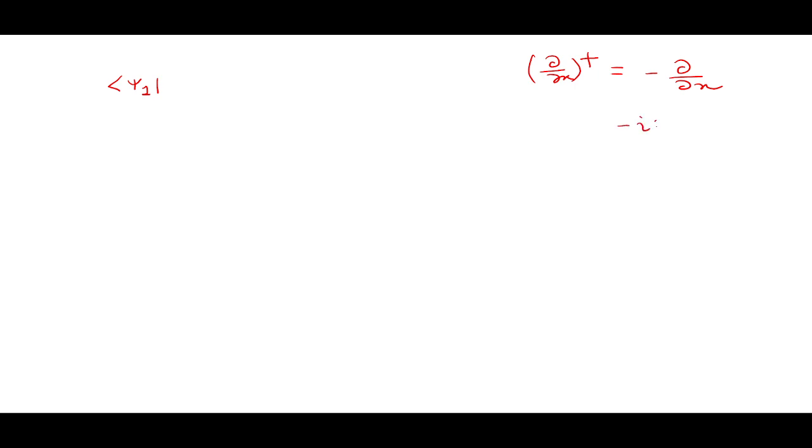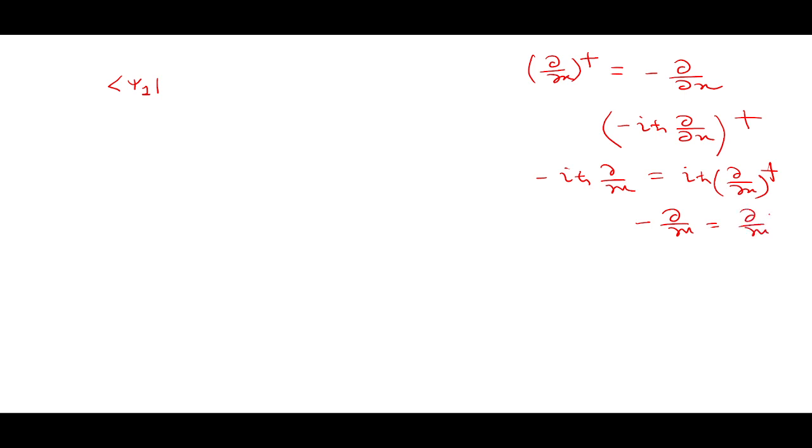Minus iota h cut del x gives a real thing, right? So if you take the dagger, it should be iota h cut del x dagger, but it should be the same as minus iota h cut del x, right? So that means minus del x is equal to del x dagger.